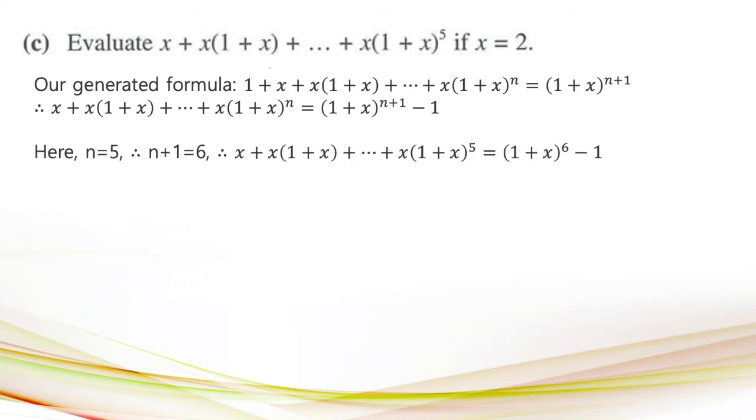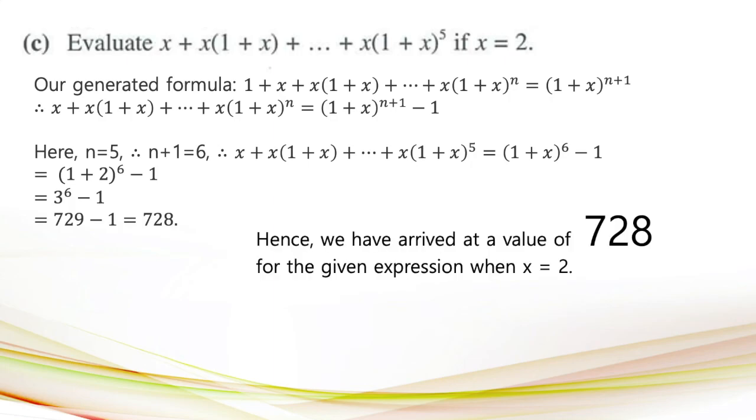Well, the exponent on the right then should be 5 plus 1, which is 6. So (1 + x)(1 + x) plus all the way up to plus x times (1 + x)^5 should equal (1 + x)^6. Well, it also tells us that x is 2, so 1 + x should be 3. And we can easily calculate to find that 3 to the power of 6 is 729. As we've just stated, to get the correct answer, we have to subtract 1 from 729, which would give us 728. Hence, 728 would be our answer.